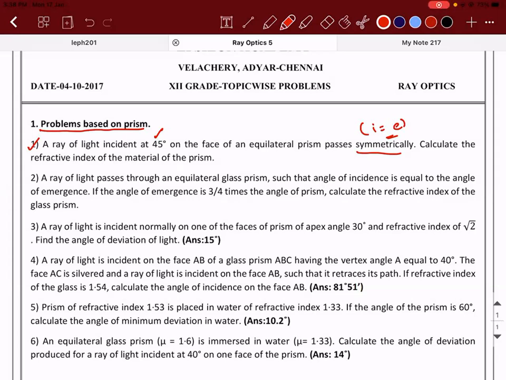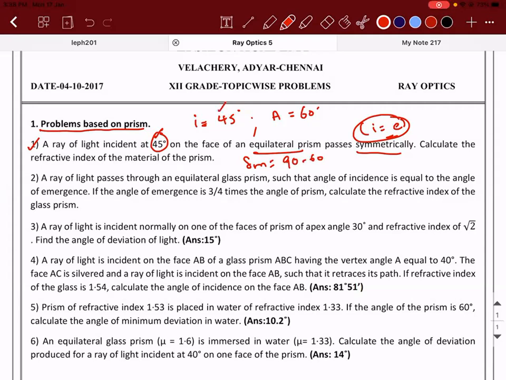Okay, now the problem is very simple. What is the objective? You have a ray of light whose angle of incidence is 45 degrees. They told us equilateral prism, so the angle of the prism is 60 degrees. It passes symmetrically, so delta m is equal to how much? How will you find delta m? No need to find delta m actually. Oh, sorry, we need it, right? So delta m will be equal to I plus E minus A. Think about it: 2I minus A, so 90 minus 60. Why did they write 90?